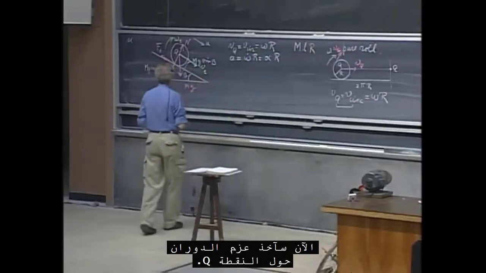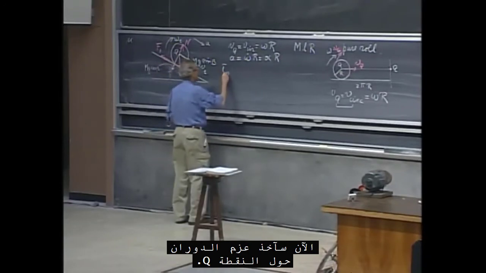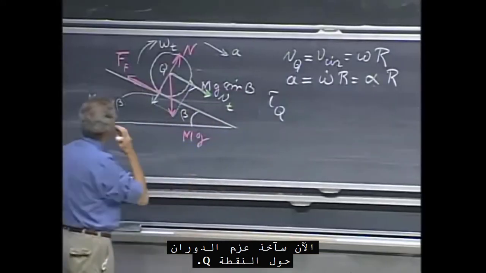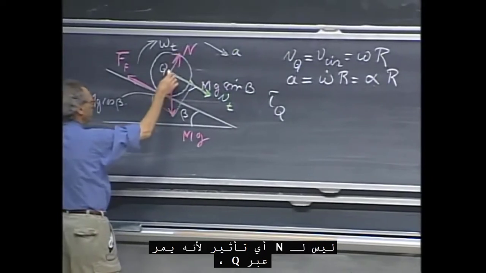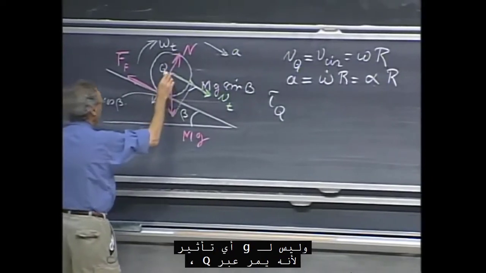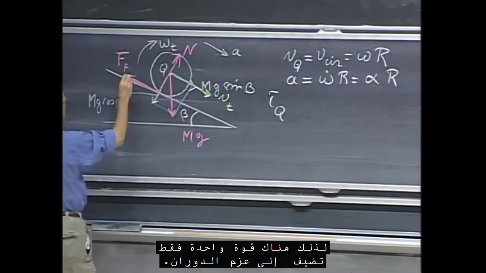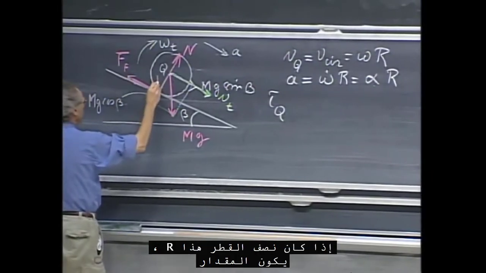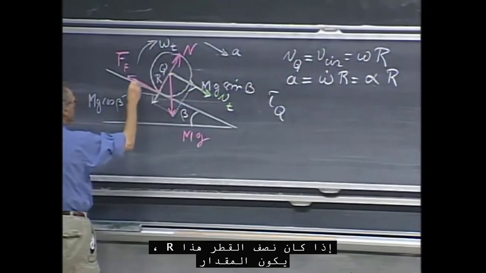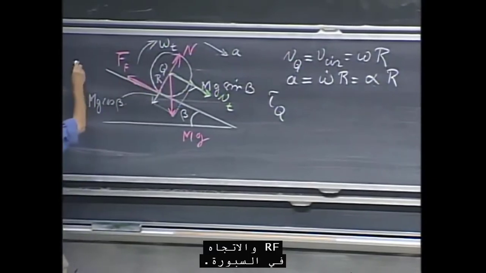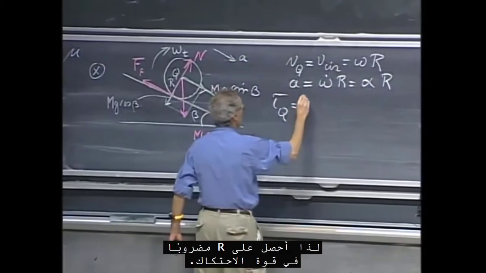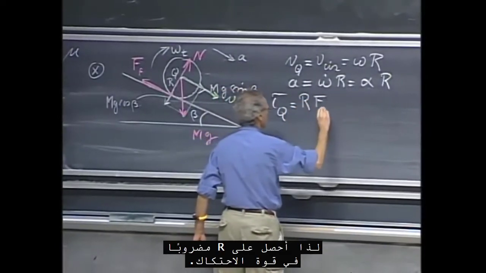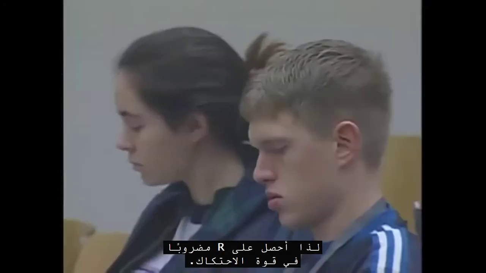Now I'm going to take the torque about point Q. When I take the torque about point Q, N has no effect because it goes through Q, mg has no effect because it goes through Q, so there's only one force that adds to the torque. If this radius is r, the magnitude is rf, and the direction is into the blackboard.